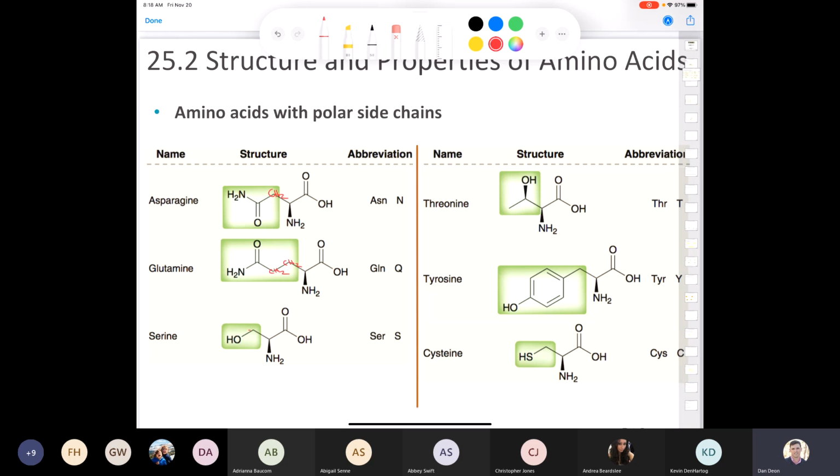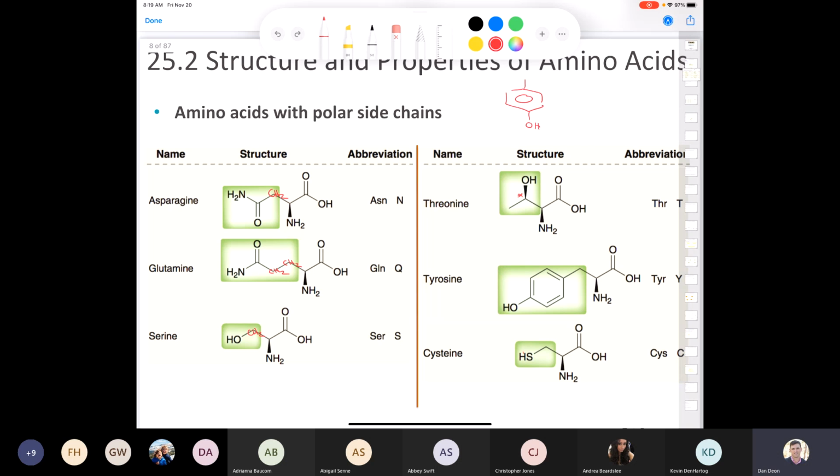The next one is serine. When we have a CH2OH, that's a serine, right? Polar side chains. The next one is threonine, which has another chiral center in it. Tyrosine, I always think of the word tire swing. Okay, you've got a phenyl, and then you've got a hydroxyl hanging from it. Then you have cysteine. Cysteine has a thiol in it.